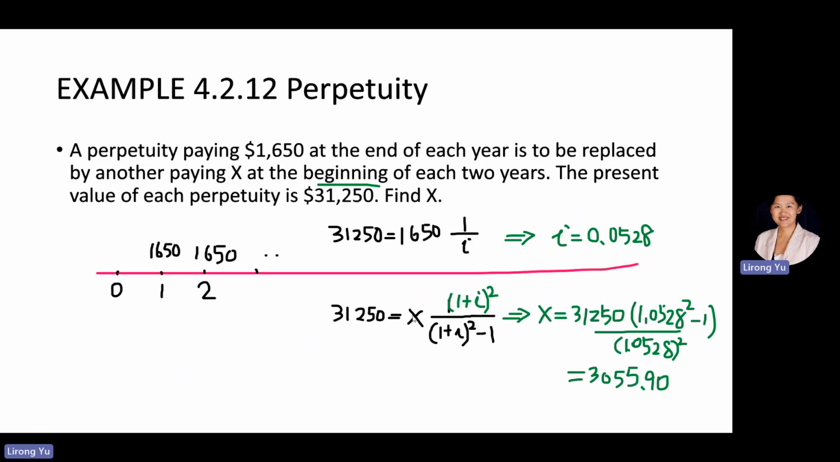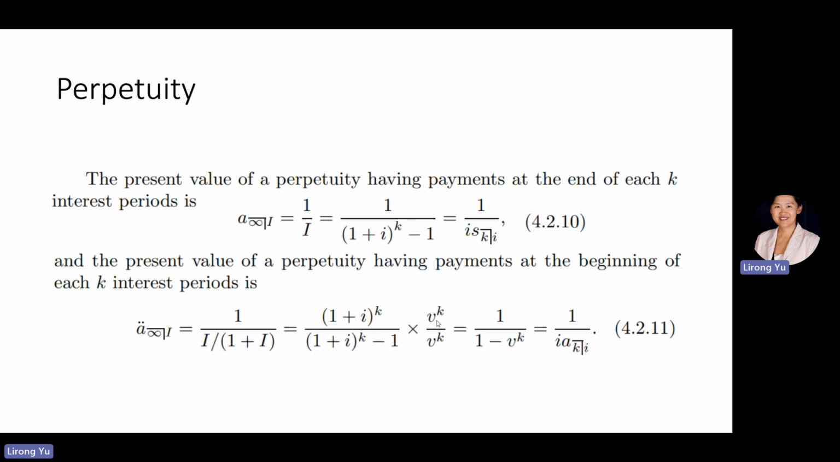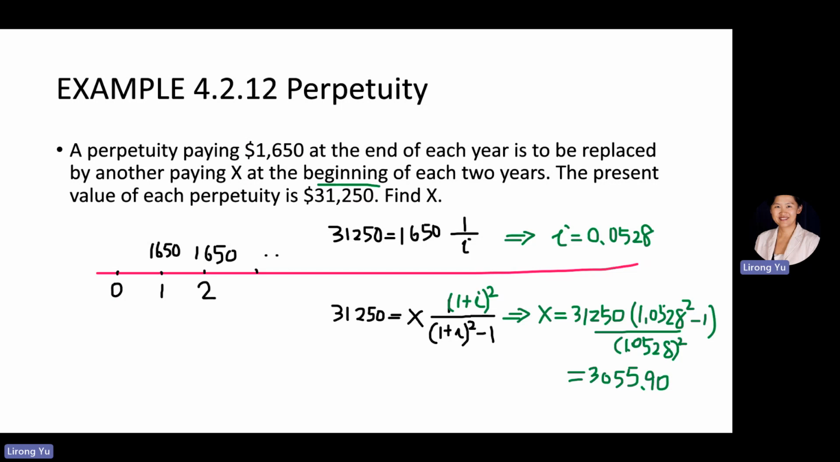So this will be the present value 3120, which is equal to, and it goes with this formula. It's an annuity immediate, so you will have every 2 years X dollars that takes the place of 1650. The amount of payment is X dollars, and then the interest for the 2-year period is (1 plus i) to the power 2 minus 1.